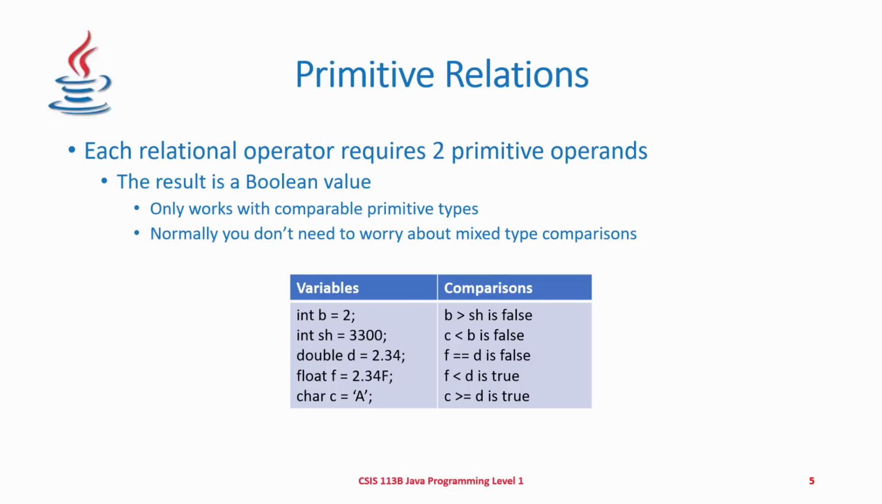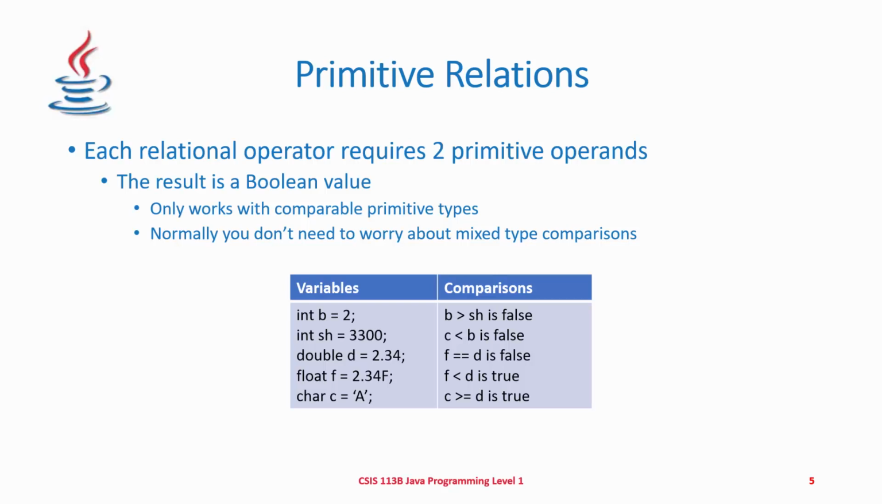So let's see the comparisons. b, is it greater than sh? Well, b is 2, sh is 3300, so that would be false. Then we compare c, which is the capital letter A, to b, which is the number 2, and we're checking to see if c is less than b. So is the letter A less than 2? Well, that would be false, because remember from the ASCII chart, the capital letter A is the value of 65.